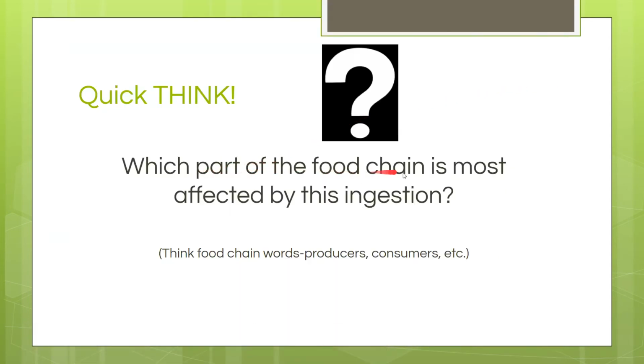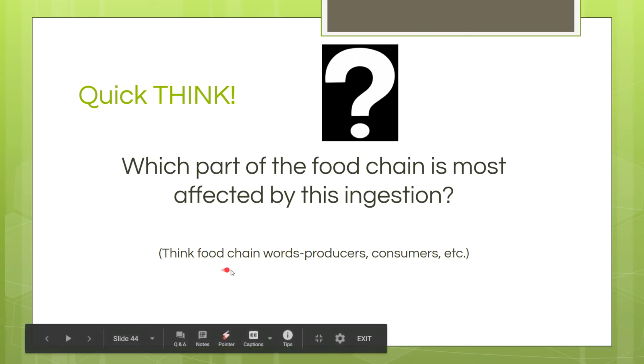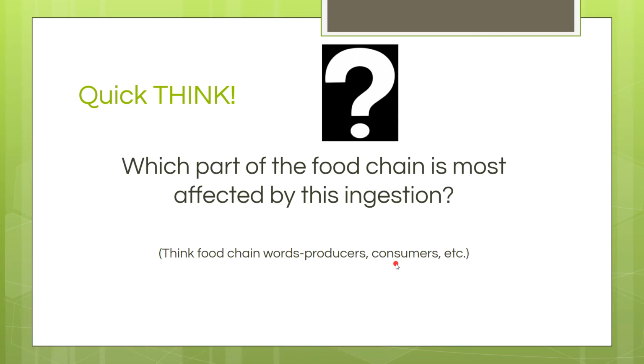So which part of the food chain is most affected by this ingestion? Okay. Think of the food chain words: producers, consumers. Okay, so which consumer? It'd be the consumer at the top of the food chain, right? That tertiary consumer, the one that eats everybody else, that will get the most toxins.